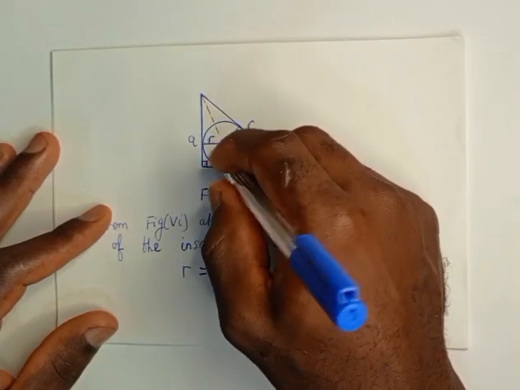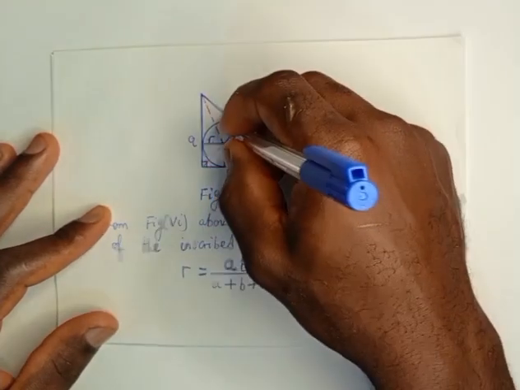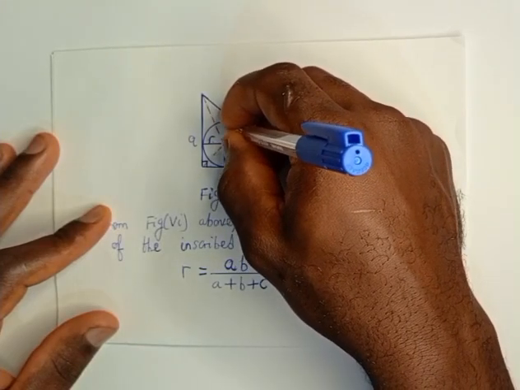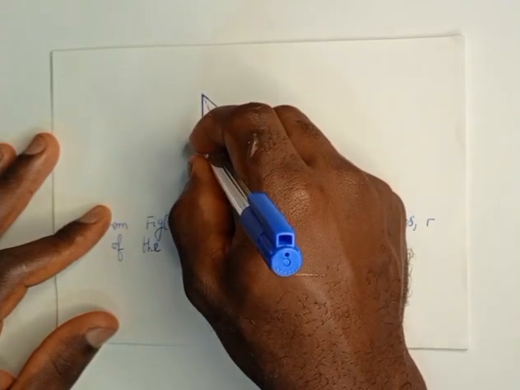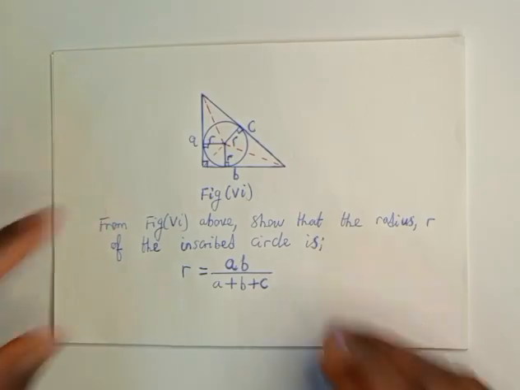At this point, the radius of the circle is perpendicular to this line. The same thing here, the radius of this circle is perpendicular to this line, C. Here, the radius of the circle is perpendicular to this line, E, as such.